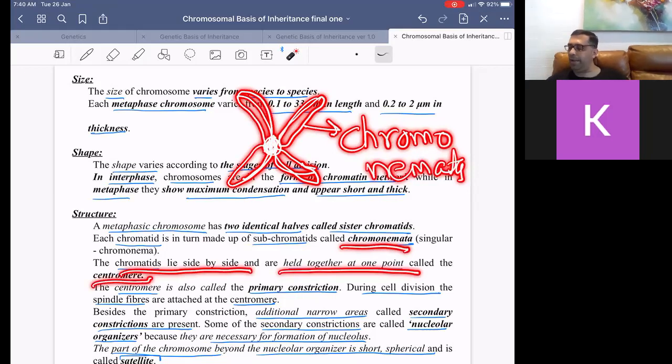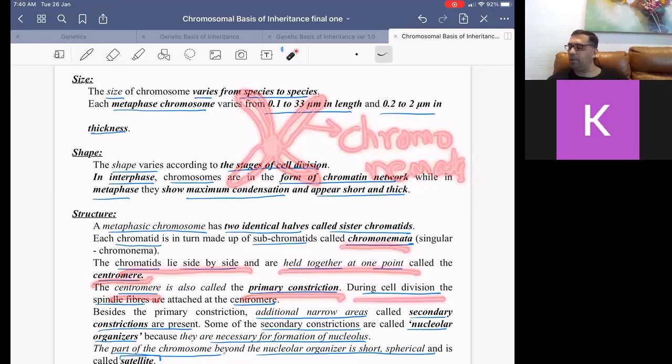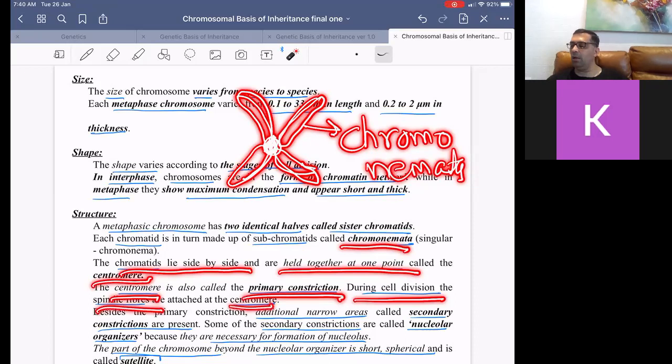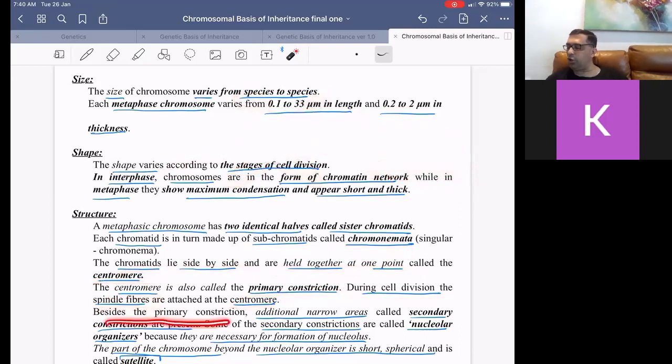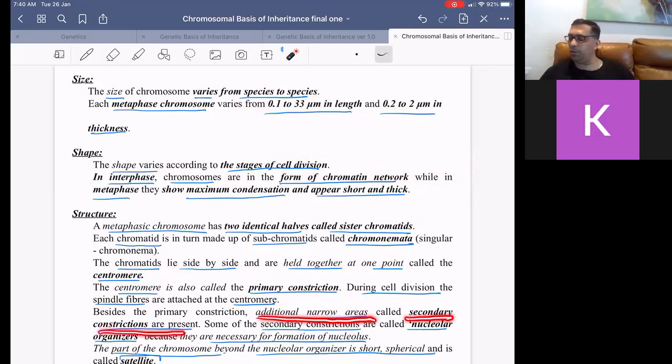The centromere is also called the primary constriction. During cell division, spindle fibers are attached to the centromere. We have done it. Besides the primary constriction, there are additional narrow areas called secondary constrictions.